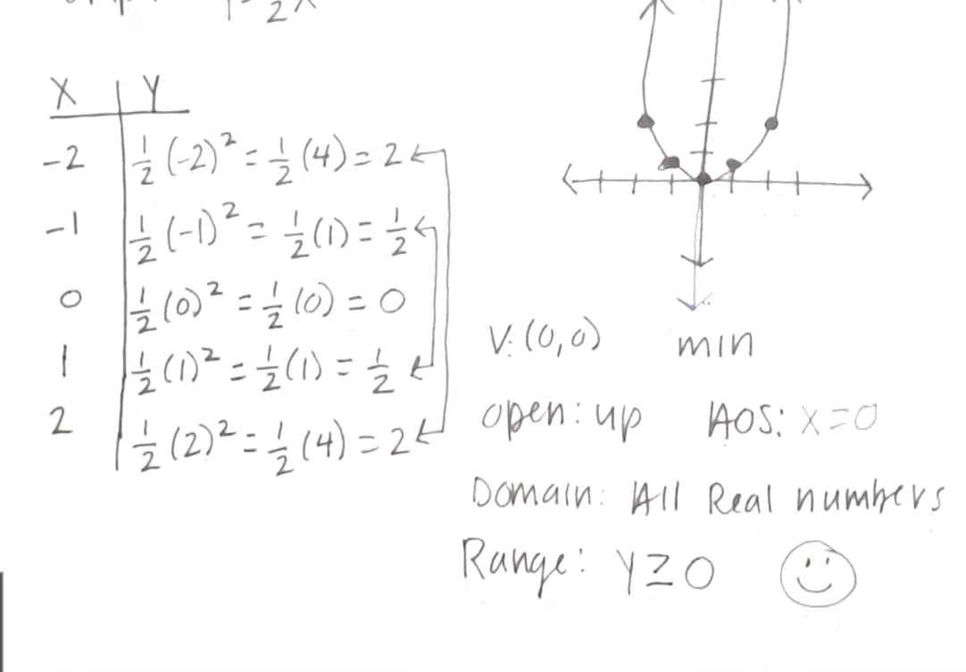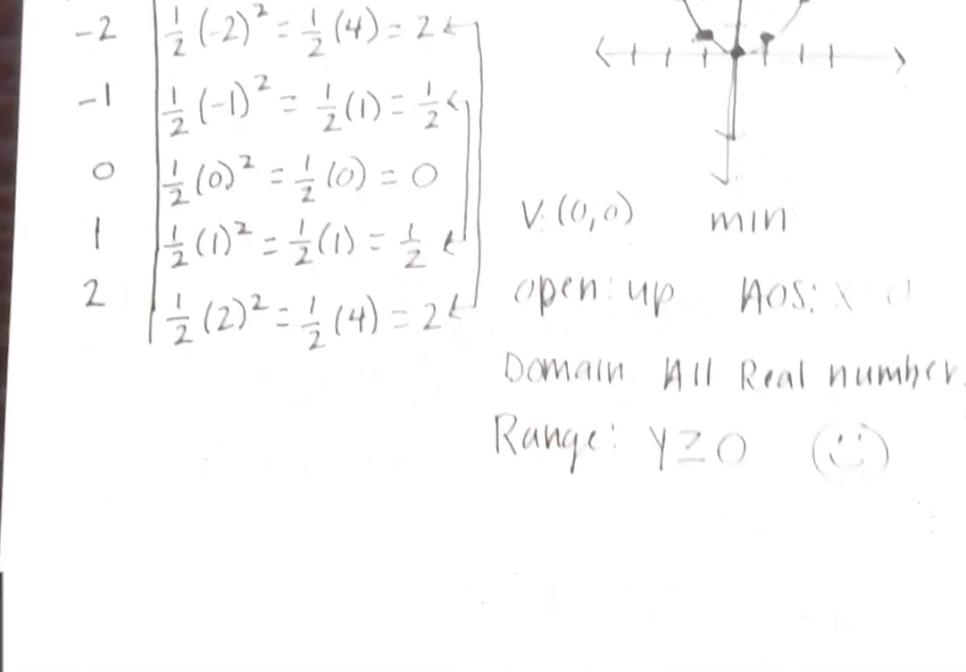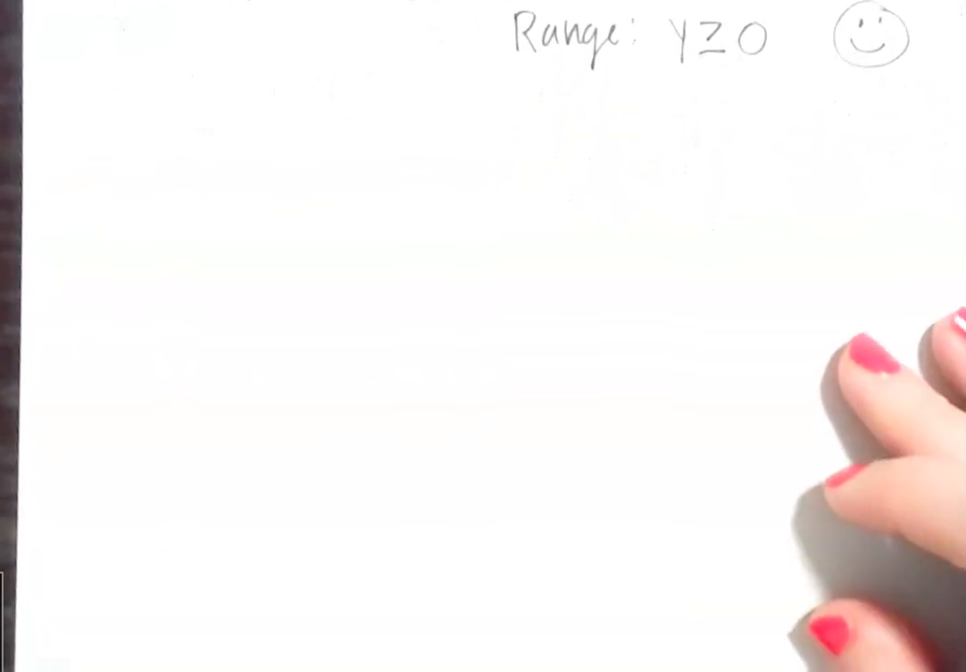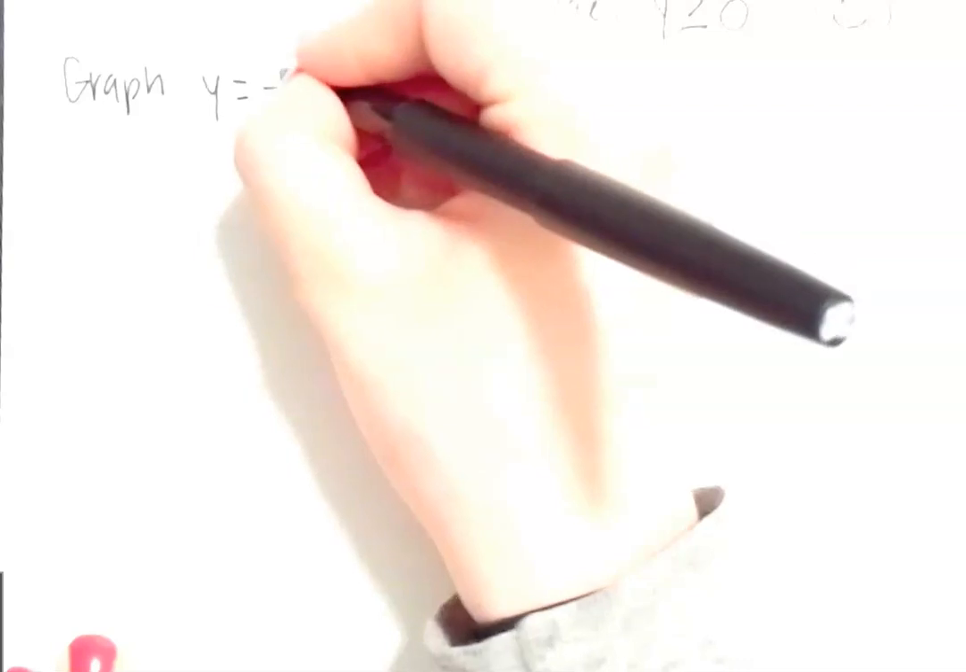Okay, we have one more and then I will set you free, okay? I just want to do one where you have to multiply and it's negative because it just looks a little different, all right? So this time let's graph y equals negative 3x squared.